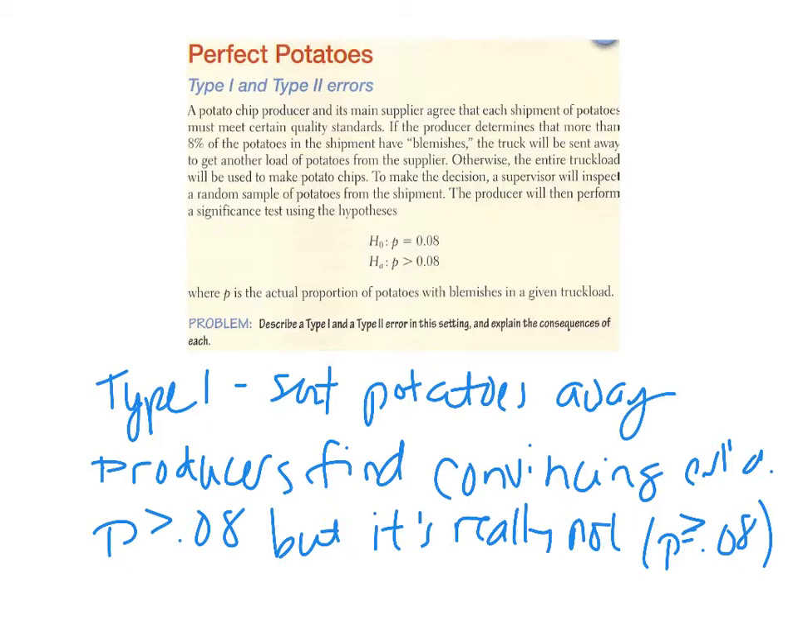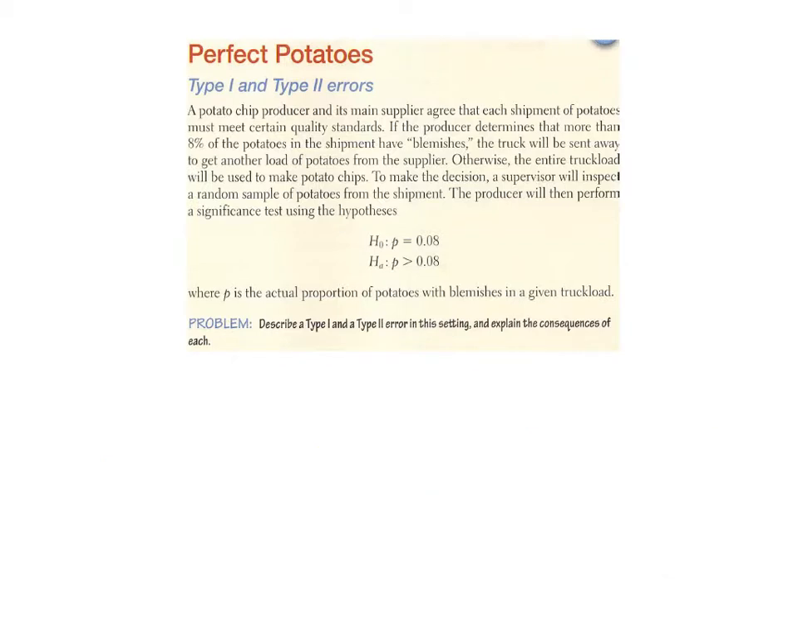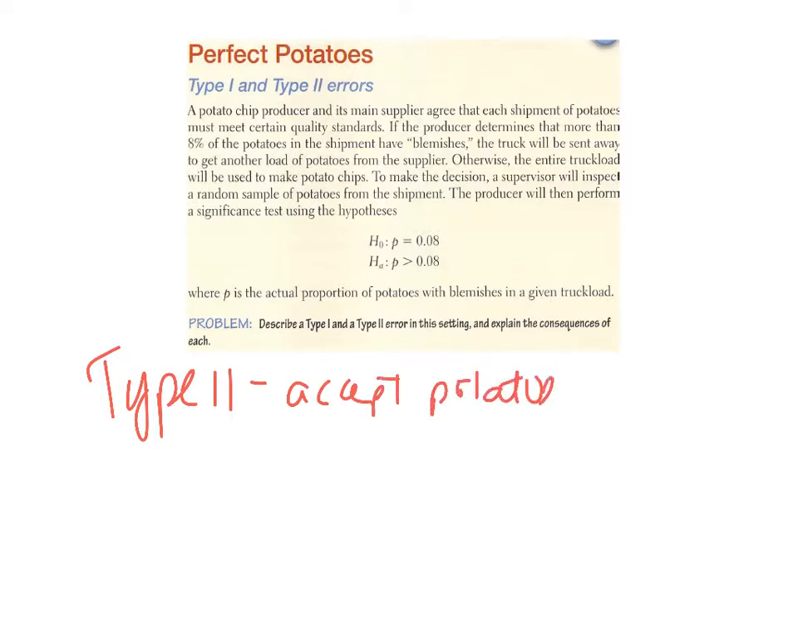So a type 2 error is going to look a little bit different. Again, a type 2 error is going to be when I fail to reject the null hypothesis when it turns out that the alternative hypothesis actually is true. So basically what this means in this case is that they accept those potatoes when they shouldn't. So basically I've got a proportion of blemishes greater than 0.08, but I said I did not. I had it equal to or less than.